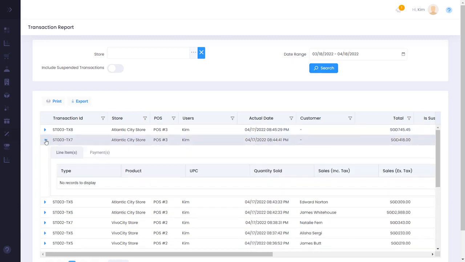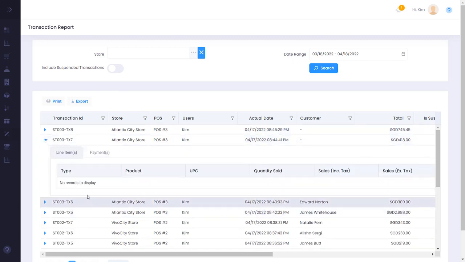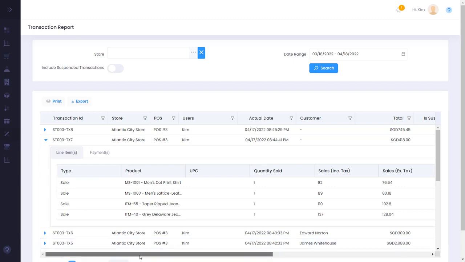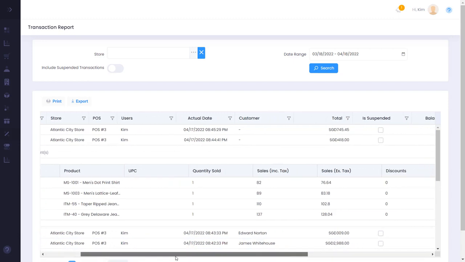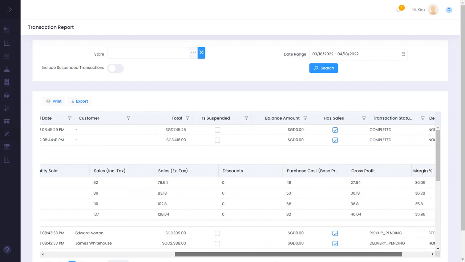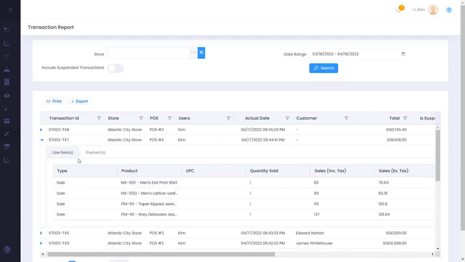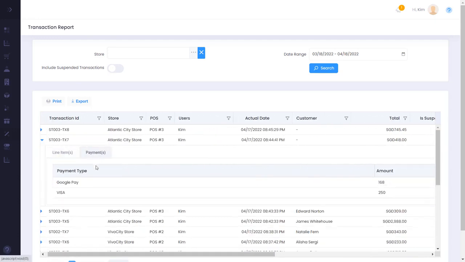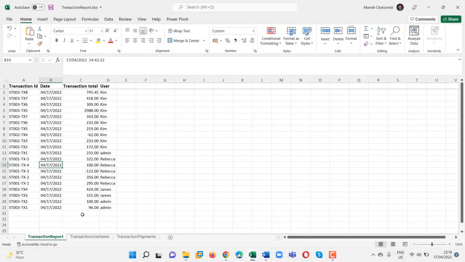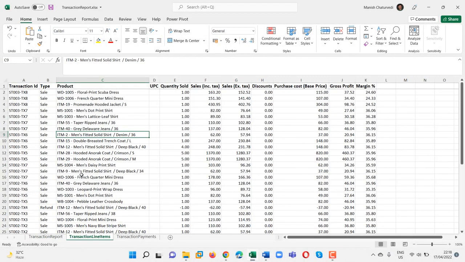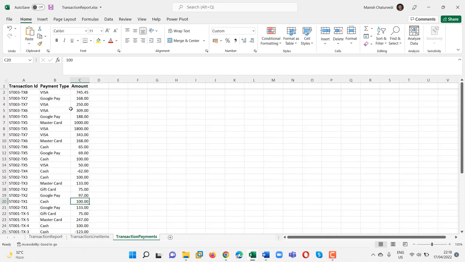When viewed on the screen, you can see the details of the transaction like the products that have been sold, their quantities, etc. But more importantly, the gross profit and the margin percentage for every product in the transaction. You can also see the different payment types that are used in the transaction. This report, like any other report, can also be exported into an Excel workbook. The exported workbook has 3 sheets that detail the same information, but in a familiar Excel format for further analysis.